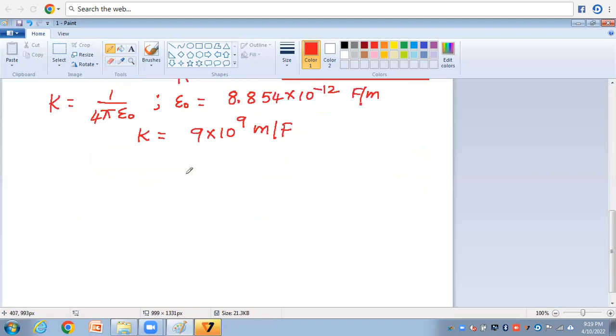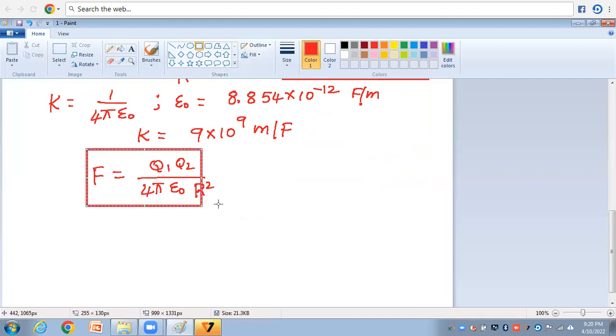Now the final force expression can be written as F equal to Q1 Q2 by 4 pi into epsilon naught into R square. So this is the final expression. I will go with one box. This is the final expression.